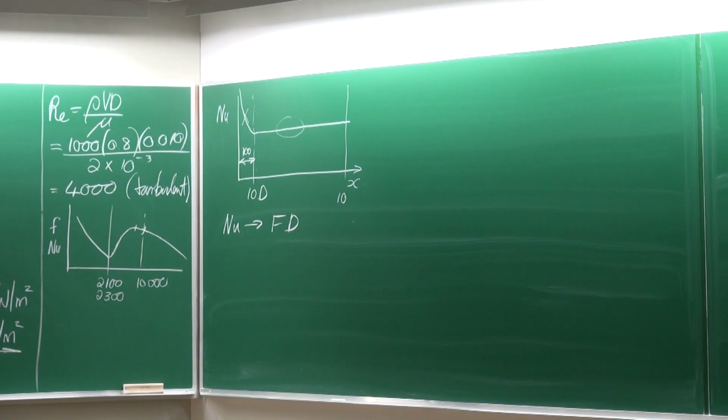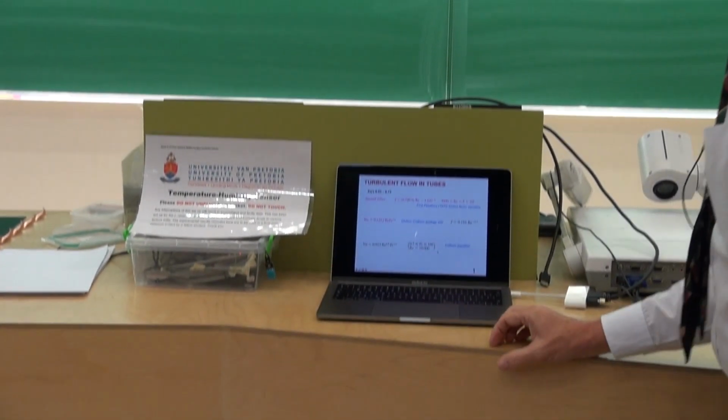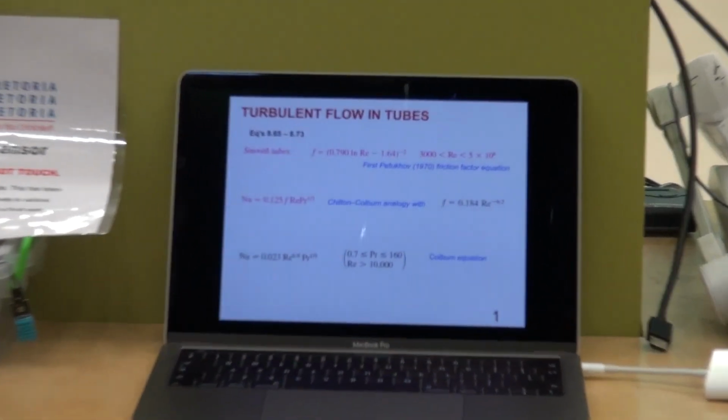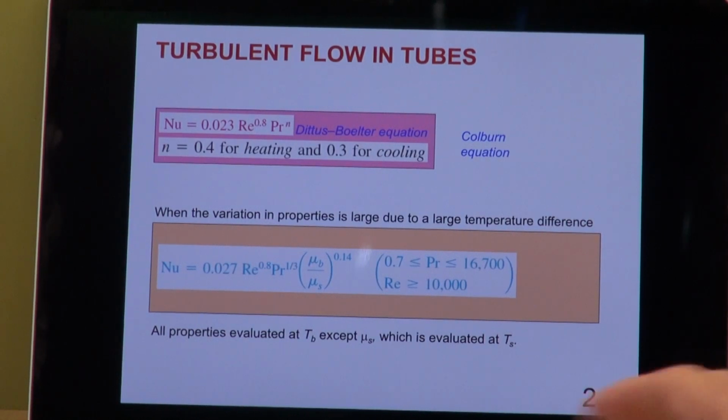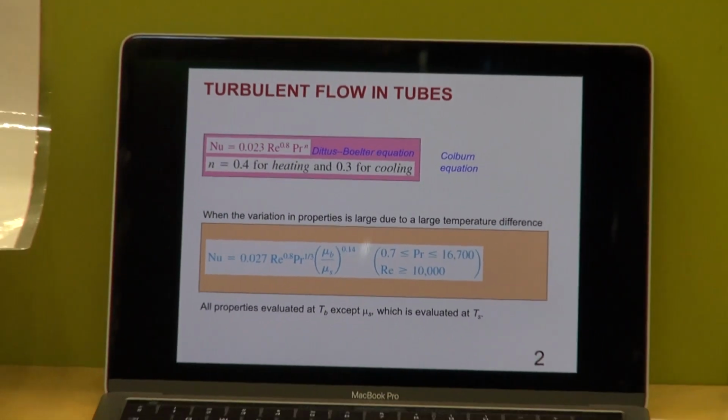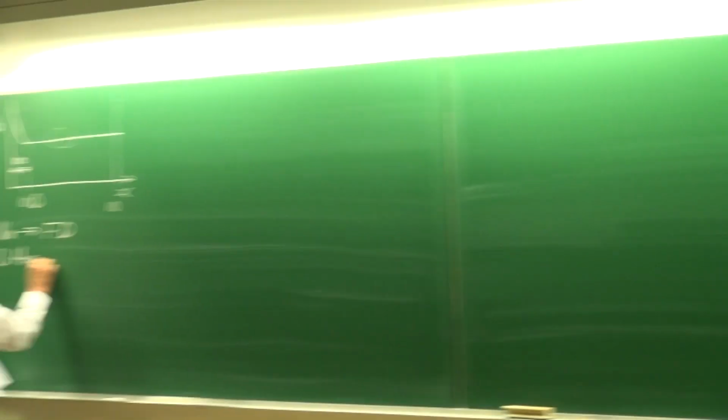Right, coming back to the lecture of yesterday, where I've given you some of these equations, which are called the first Petukhov equation, the Chilton-Colburn, etc. Which equation should we use? There's lots that you can choose from. As I've mentioned to you yesterday, I'm quite lazy, so I like to use typically this equation because it's very simple. It is called the Dittus-Boelter equation. I'm going to use this one, Dittus-Boelter.